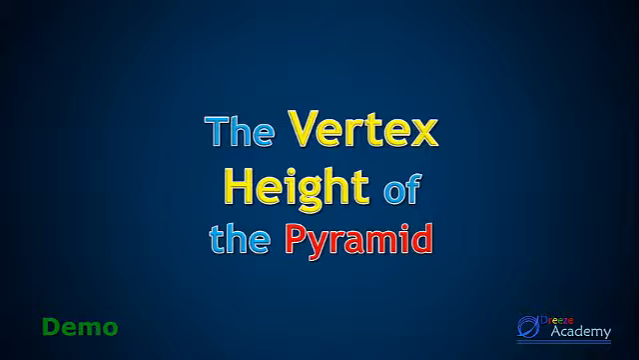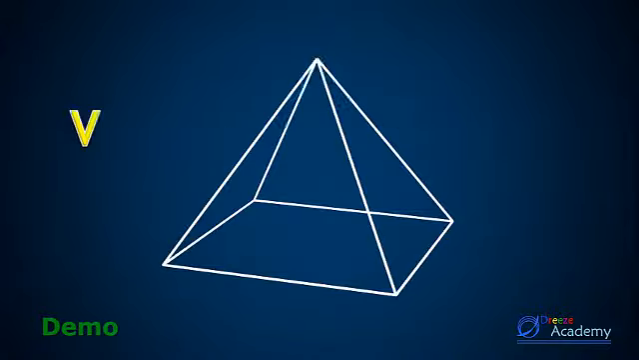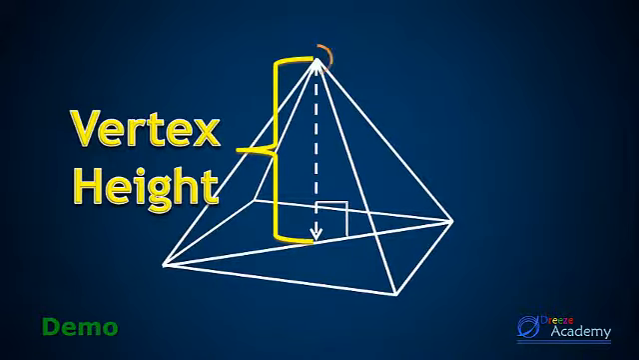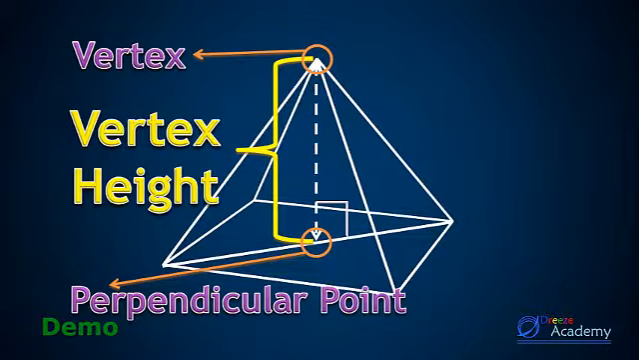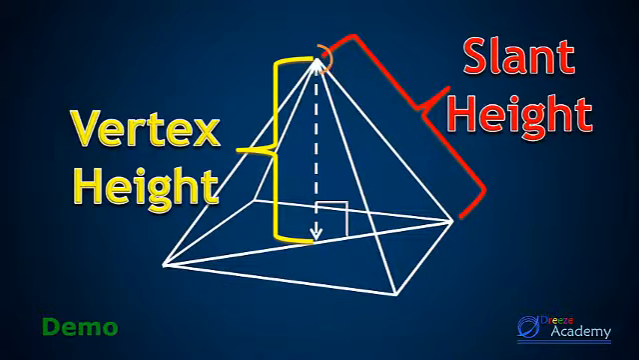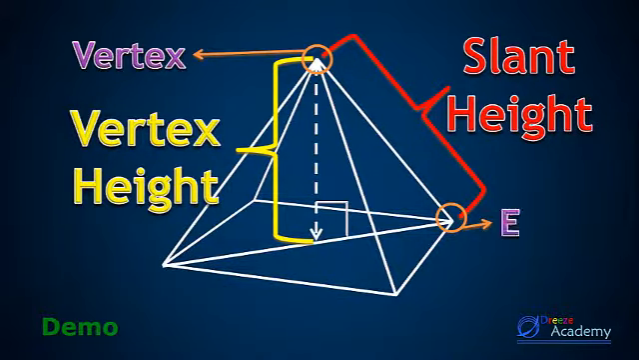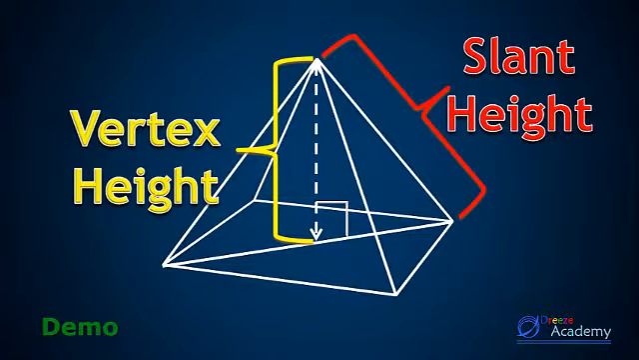Now what's the difference, Ken? Vertex height is the vertical height between the vertex of the pyramid and a point perpendicular to the horizontal plane, whereas a slant height is between the vertex and any point on the edges of the base. This difference is extremely important because students miss their steps here so often. Are you serious?